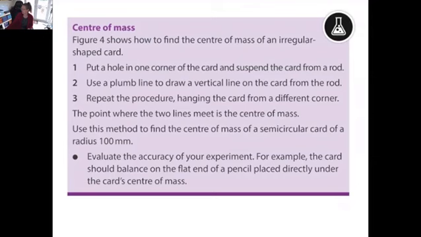So you can see on your screen now is a method for working out the centre of mass of a piece of card. So I would strongly suggest you copy that down or write out your own method. And you can see at the bottom here it says you can evaluate how accurate your experiment is, because if you can balance the card on your finger from that point that you have measured as the centre of mass, if it balances at that point, then you know that you have found the centre of mass quite accurately.